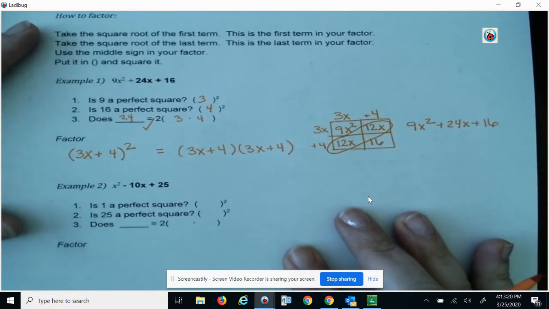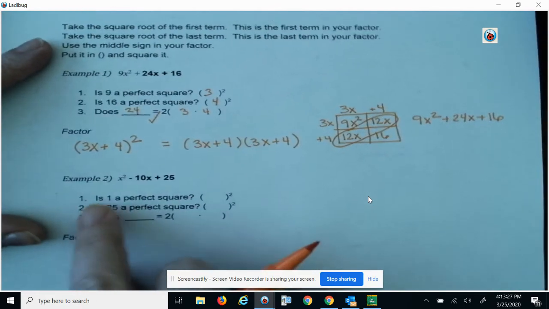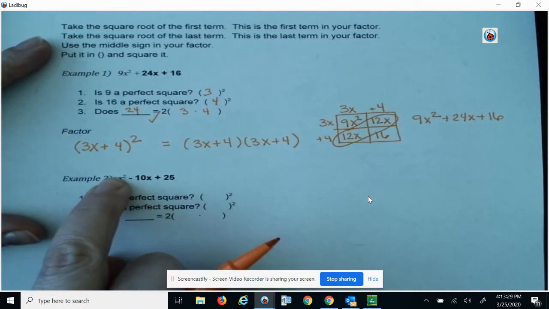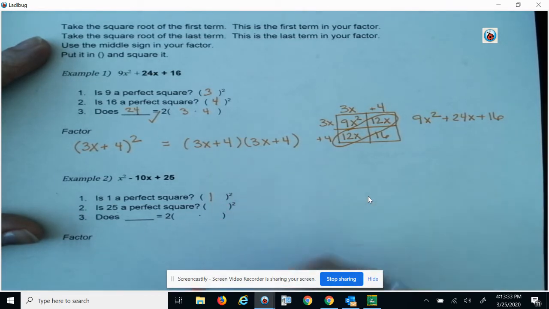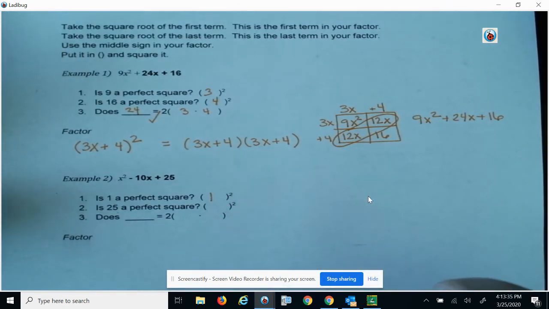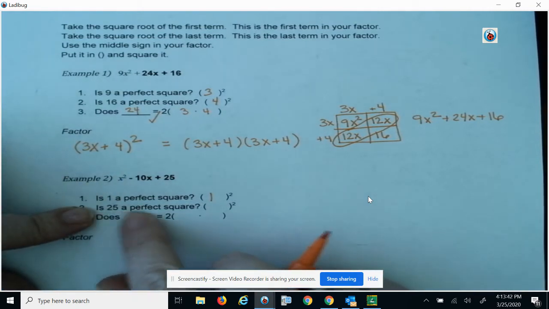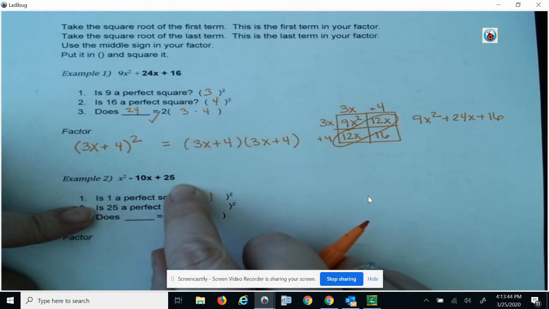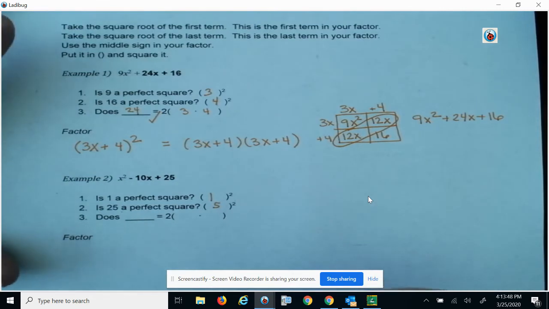All right, example number 2. We want to know, is this a perfect square? And if it is, we can factor it using our shortcut. Our first term is 1 x squared. Well, yes, 1 times 1 is 1, so that's a perfect square. And the x is squared, so our first term is a perfect square. Is 25 a perfect square? Well, 25 is 5 times 5, or 5 squared, so yes.